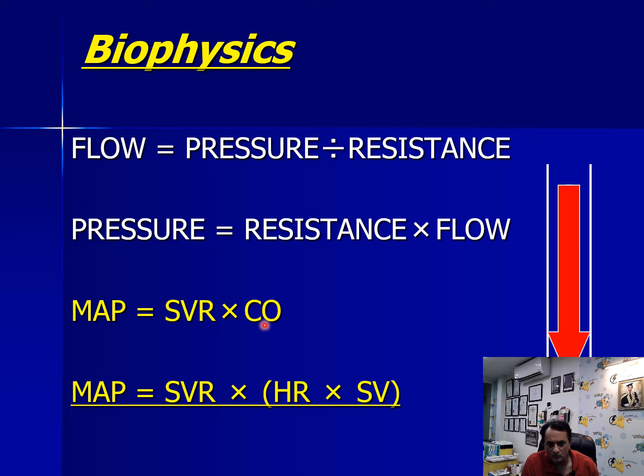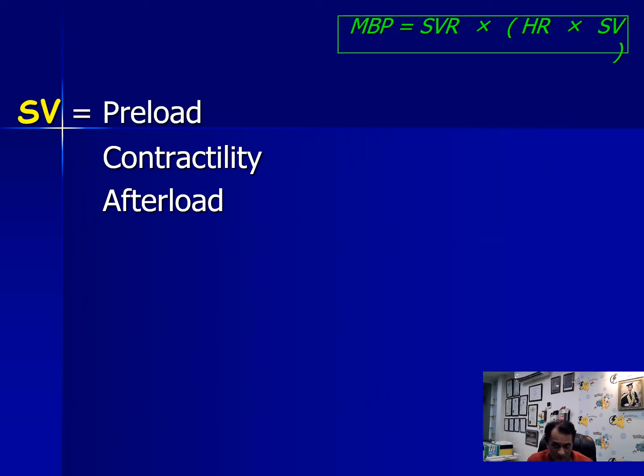So as we discussed before, cardiac output is equivalent to heart rate times stroke volume. A lot of times a patient builds the heart rate to maintain the cardiac output, but ultimately we need to work on the stroke volume, which is preload, contractility, and afterload.